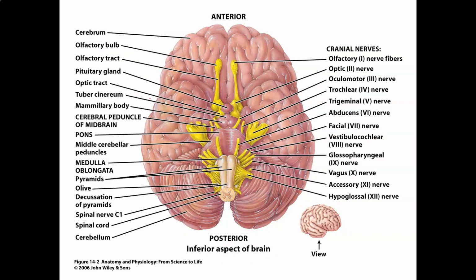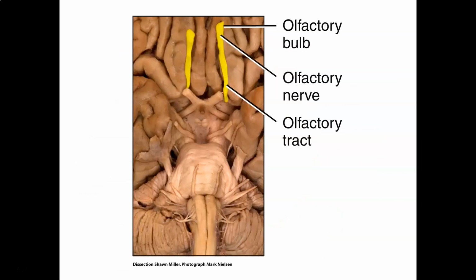There's a lot of text on here, but just look at this area right here. Here's the olfactory bulb, and then here's the olfactory tract coming along. And here's a close-up of it, olfactory tract and bulb in yellow. This is on an actual brain. They've injected it so you can see it better.